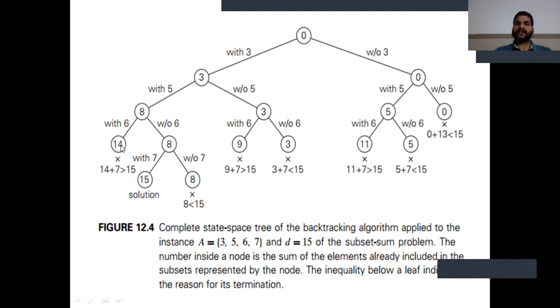If we select with 6, we achieve 14. Now the next element is 7. 14 plus 7, that is 21, is greater than 15. Therefore, in the backtrack approach, we cannot find the solution. Now we go to the branch without 6. Without 6, we have the option 7, we select 7. With 7, we find the sum equal to 15. Here we find the solution, that means 3, 5 and 7. It is one solution of the subset sum problem. And without 7, backtrack, no solution.